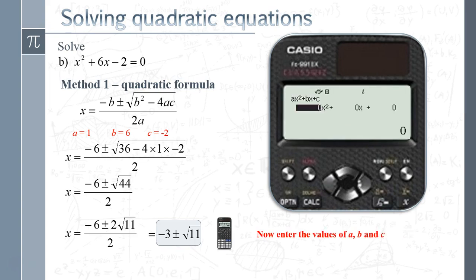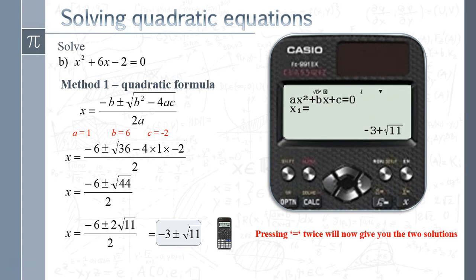And what you'll get is this screen where it's asking you to put in your values of A, B and C. So clearly all we need to do now is just put in our values of A is 1, B is 6, C is -2. So just type them in, pressing equals after each one, and you end up with a screen that looks like that. Once you've got all those variables in, all you've then got to do is press the equals button, and when you press it once, it'll give you the first value. You can see the calculator screen saying x1 as in our first root, -3 plus root 11, and then press it again, and we've got the second solution, x2 -3 minus root 11.